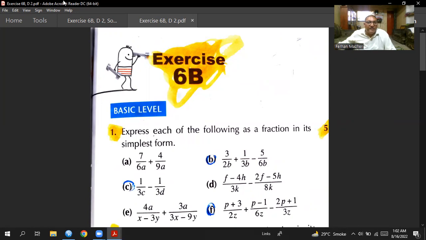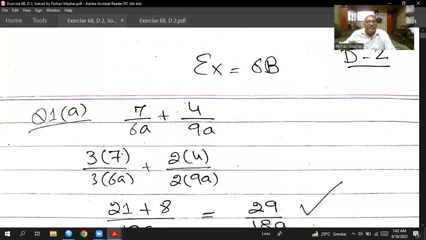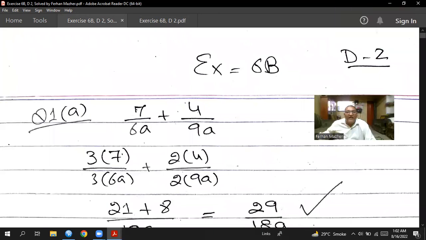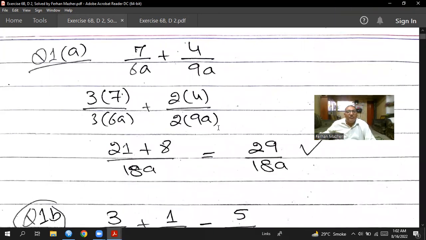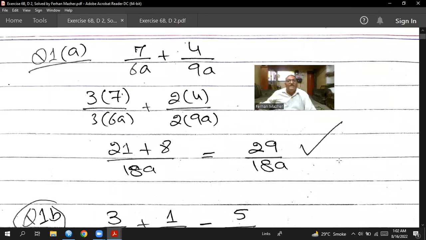Very simple, straightforward. We will make the denominator the same. So here we go. You can see 7 by 6a plus 4 by 9a. I will try to make the denominator the same. So I will multiply the first fraction, both the numerator and denominator, with 3. Upstairs 3 will multiply with 7, downstairs 3 will multiply with 6a, so it will become 18a.